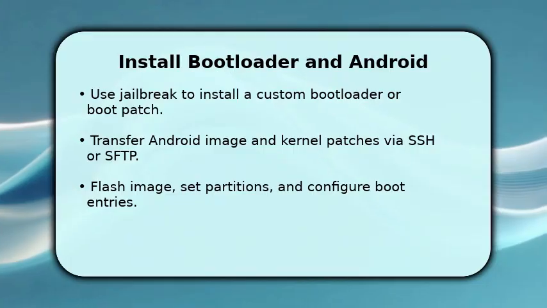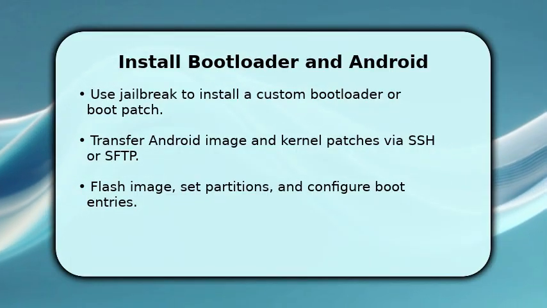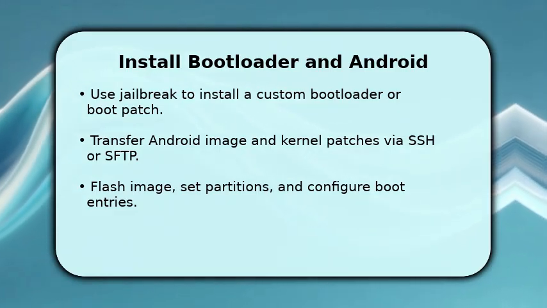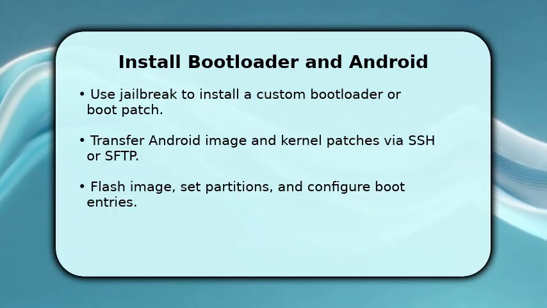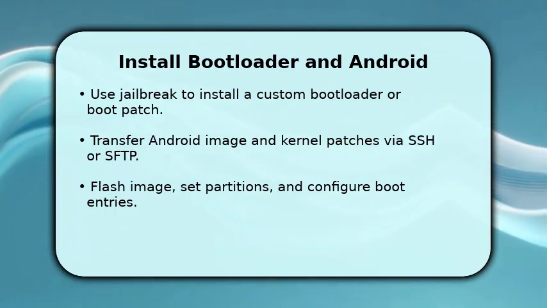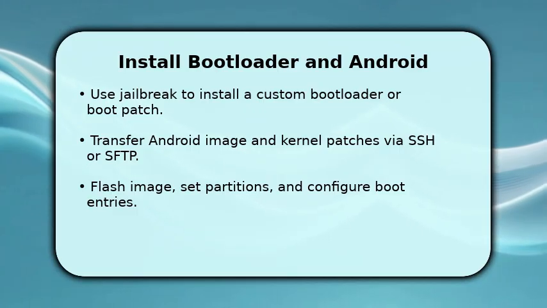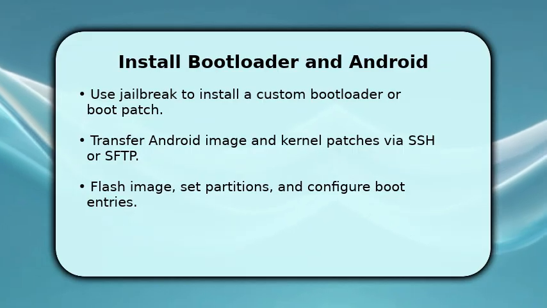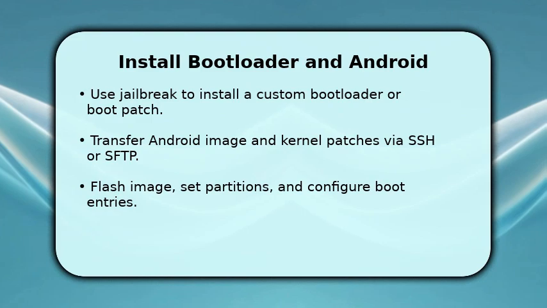Now you install the custom bootloader provided by the project. This replaces the default boot path so the iPad can boot Android. Once the bootloader is active, transfer the Android image, kernel patches, and any vendor blobs to the device using SSH or SFTP. Then flash the image to the designated partition, adjust partition sizes if required, and create or edit the boot entry so the device knows which system to start. Make sure to verify checksums and follow exact file names.